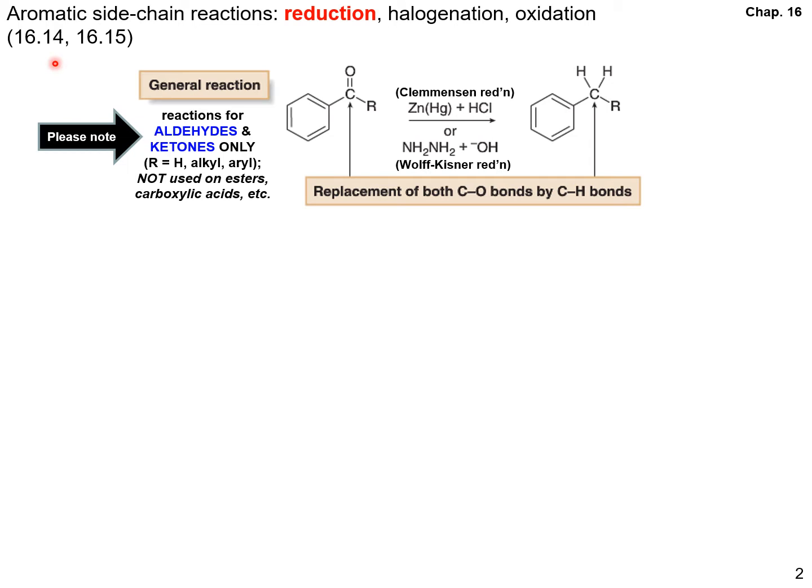The Clemmensen reduction and the Wolff-Kishner reduction are general reactions for aldehydes and ketones only, where the carbonyl is reduced completely to hydrocarbon. This reaction does not work on any other carbonyl-containing molecules such as carboxylic acids or esters. The Clemmensen reduction uses amalgamated zinc under acidic conditions, and the Wolff-Kishner reduction uses hydrazine under basic conditions. And in both reactions, both carbon-oxygen bonds are replaced by carbon-hydrogen bonds.